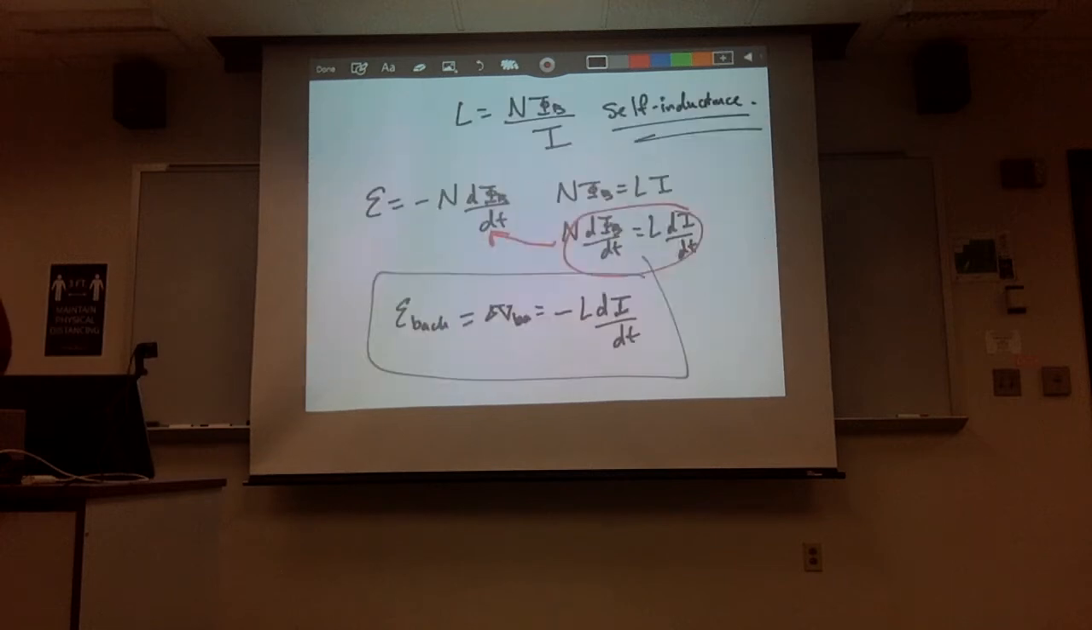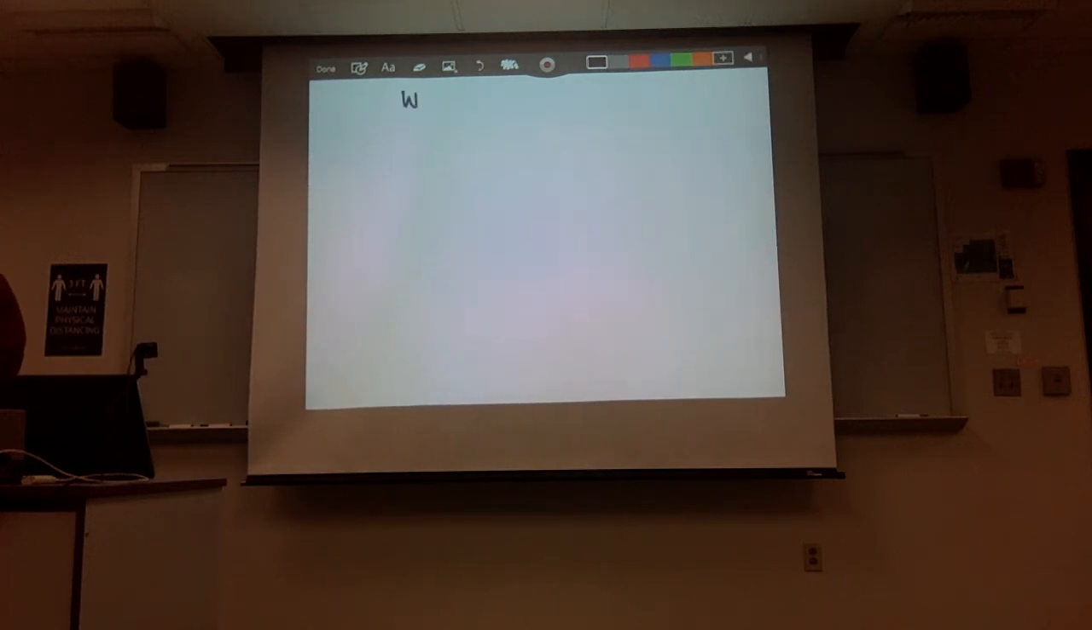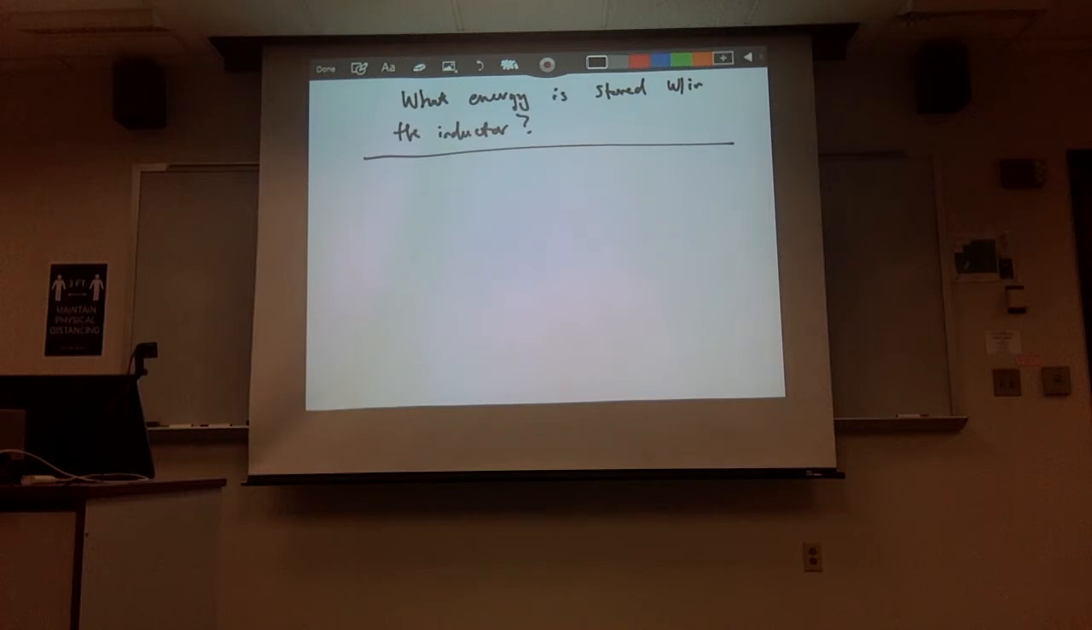So, okay, now we want to know, what energy is stored within the inductor? Now in this case, the energy is going to be stored, unlike the capacitor, where it was stored in the charge. In this case, it's going to be stored inside of the current.